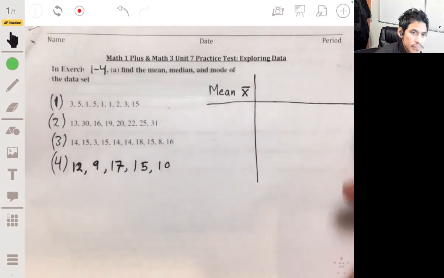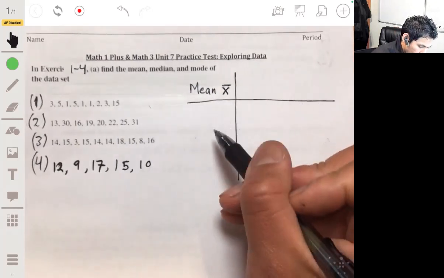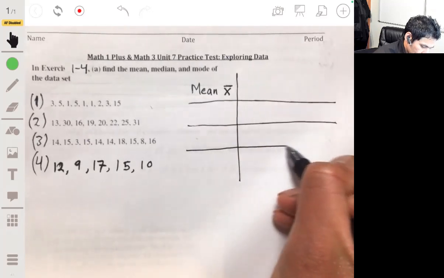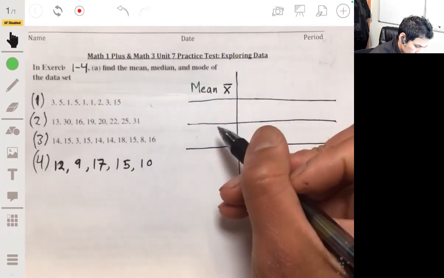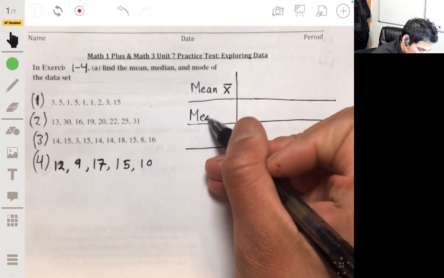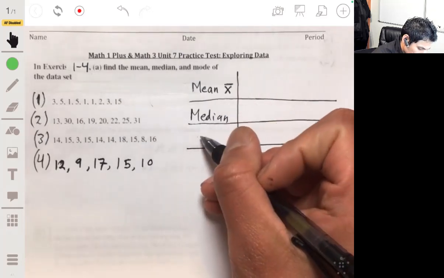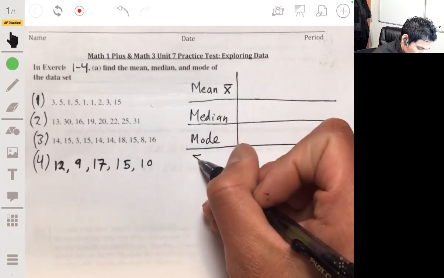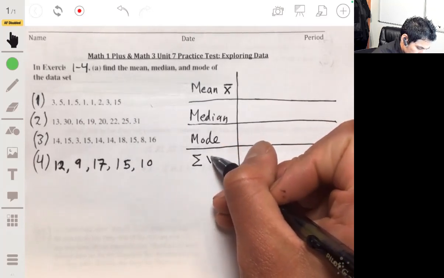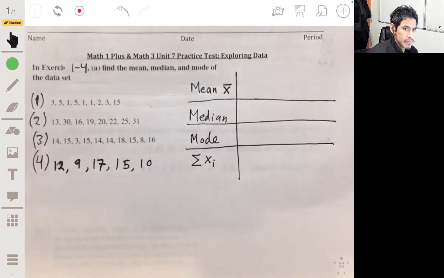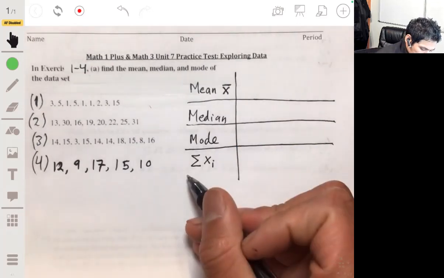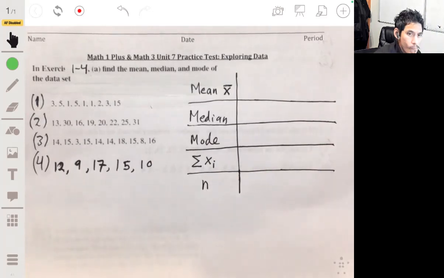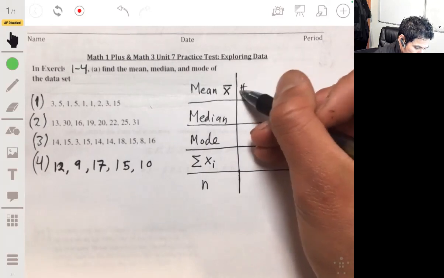Let's be organized, which is a good way to do your statistics because you're going to get a lot of numbers that you have to keep track of. So let's have a row for the mean, the next row for the median, the next one for the mode. Let's have the sum of x sub i. This is a sigma symbol standing for sum. And let's have the data set sizes, so n.